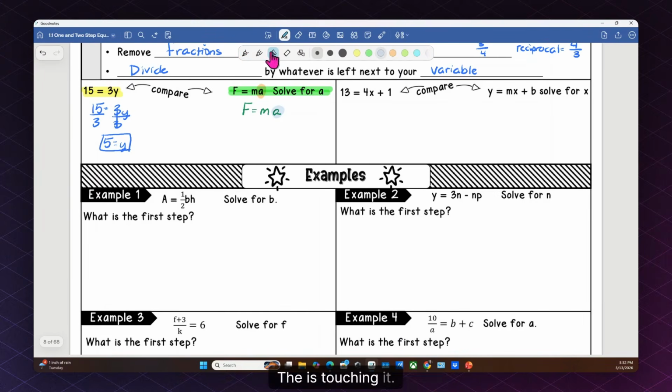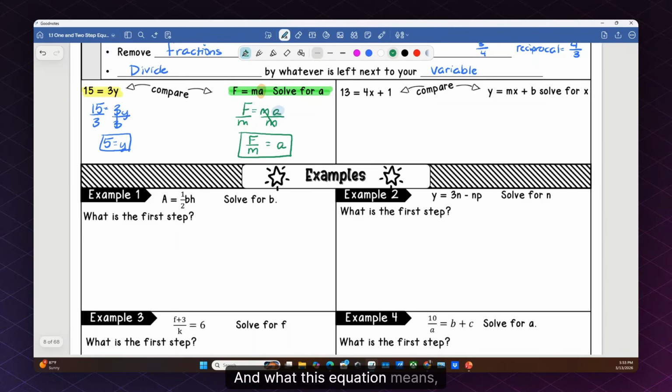The M is touching it. That means it's being multiplied. So, to undo that, we're going to divide both sides by M. My M's do cancel out, and we see A equals F divided by M. The F and the M do not cancel. This is its most simplified form. And in science terms, this means force divided by mass equals acceleration.